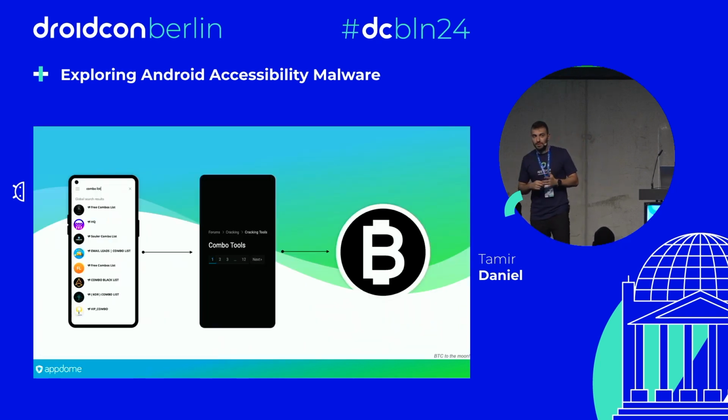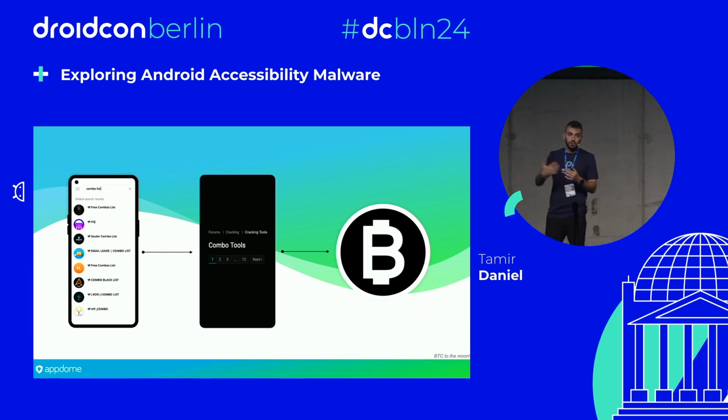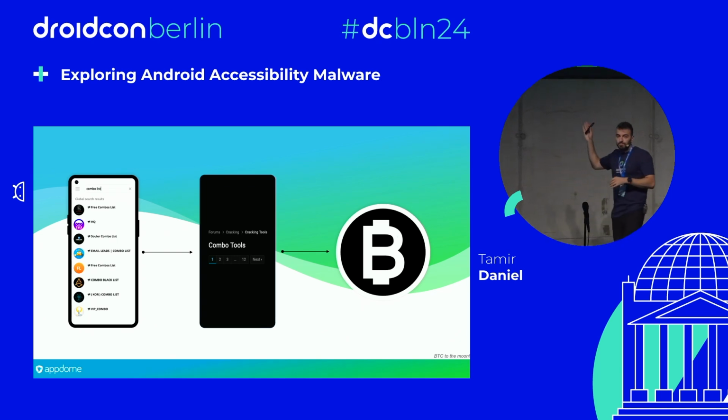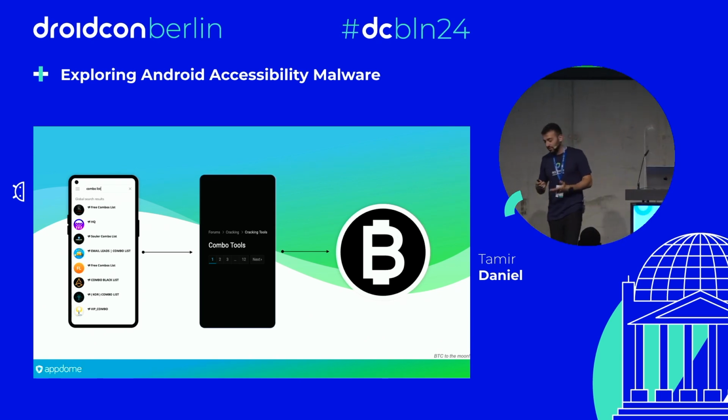Combo lists, you can easily get them on Telegram. Open your Telegram now, search for combo lists. You will see plenty of free combo lists. And if you are willing to pay, you will get an even better combo list. And then you can search for combo tools, which are tools that you can use to automate logins to multiple apps. And once you do that, you can sell it for Bitcoins and be a multimillionaire.